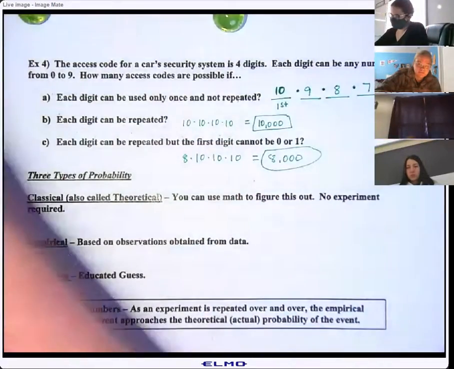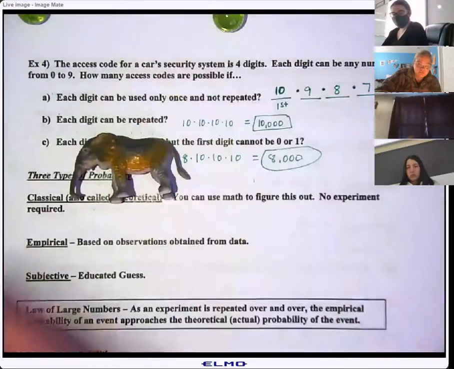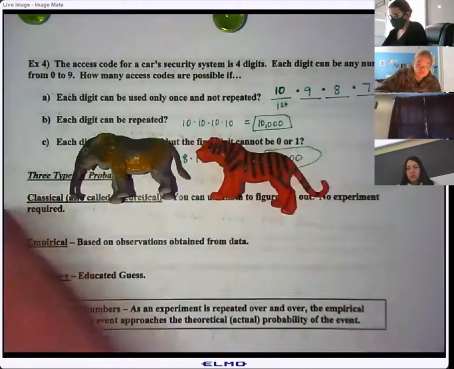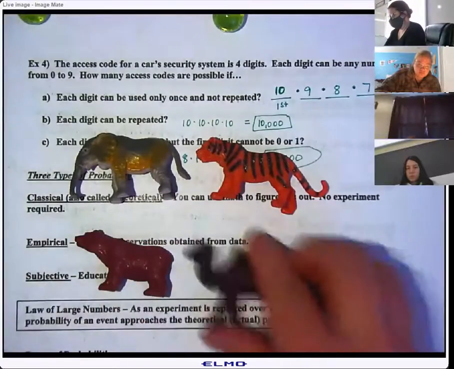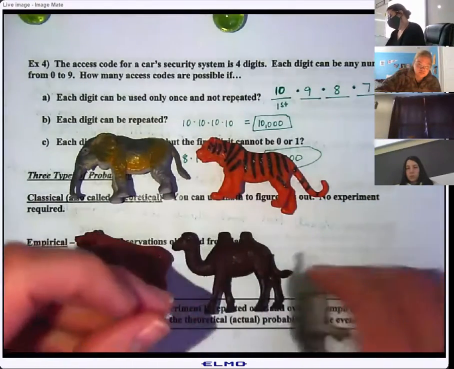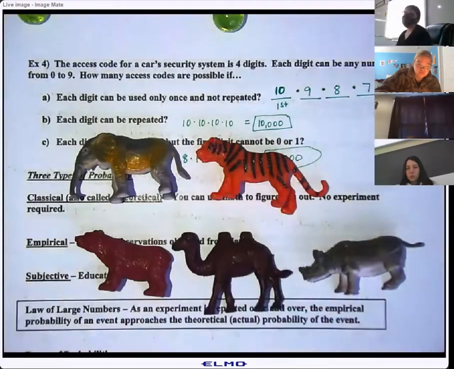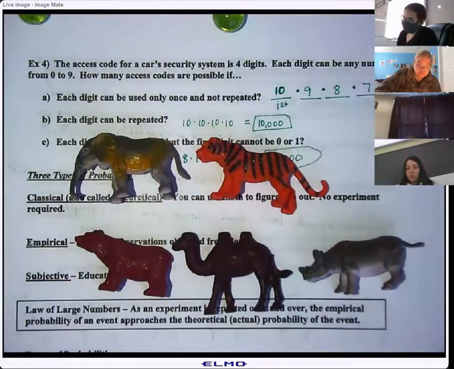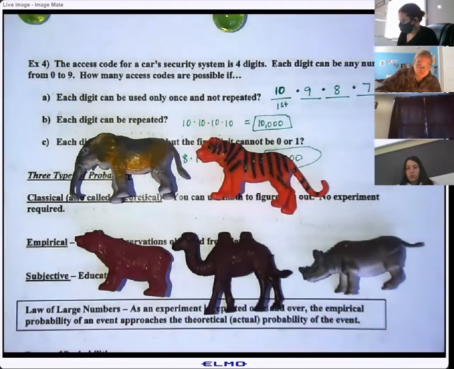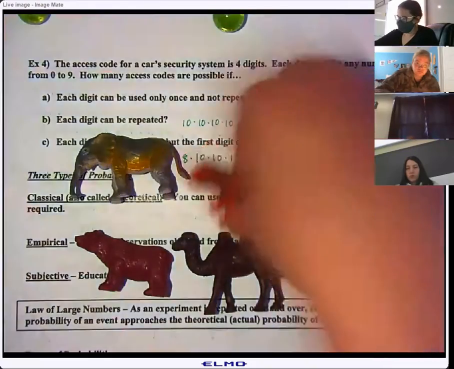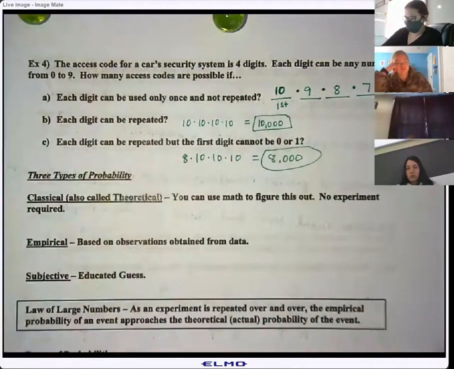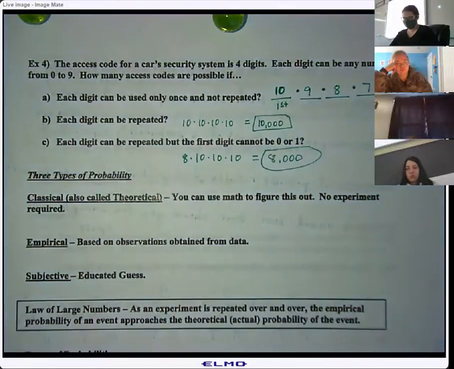You want to see those animals? I'll look at the animals. We got an elephant and a tiger and a bear and a camel and my favorite animal, a rhino. I'll do the tiger. All right. All yours.